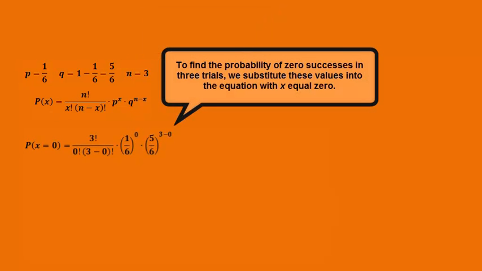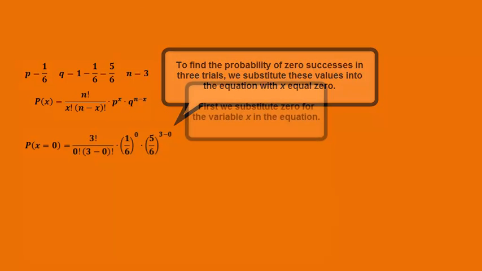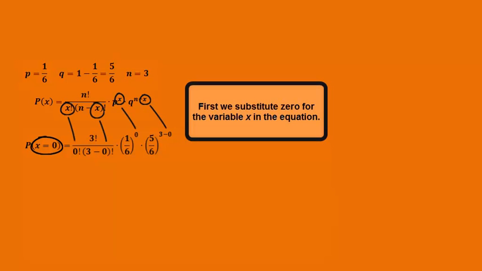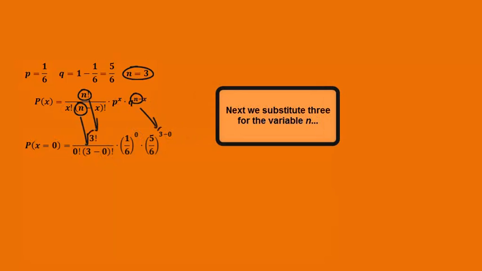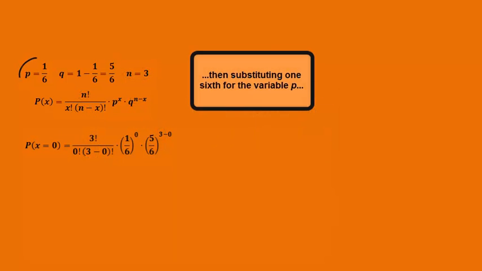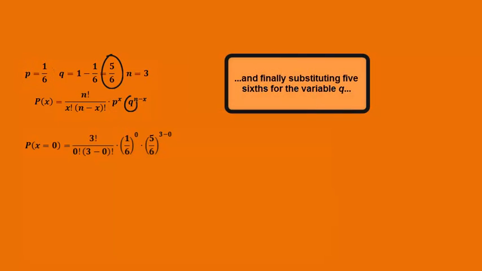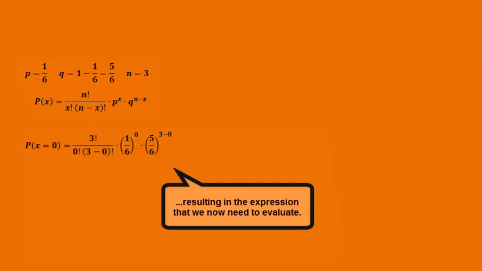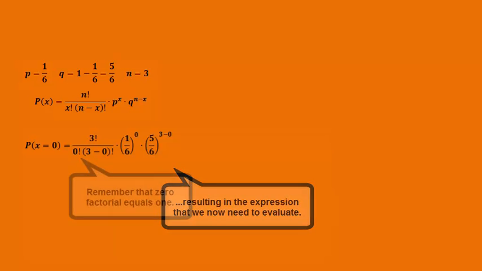To find the probability of 0 successes in 3 trials, we substitute these values into the equation with X equals 0. First, we substitute 0 for the variable X in the equation. Next, we substitute 3 for the variable n. Then, substituting 1/6 for the variable P, and finally substituting 5/6 for the variable Q, resulting in the expression that we now need to evaluate.